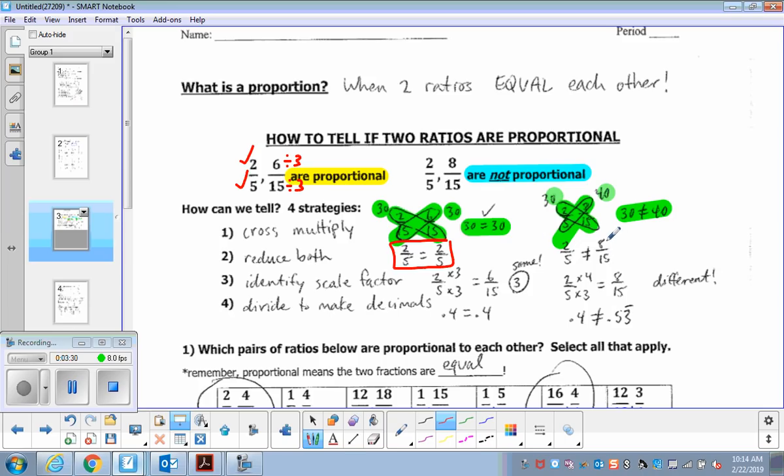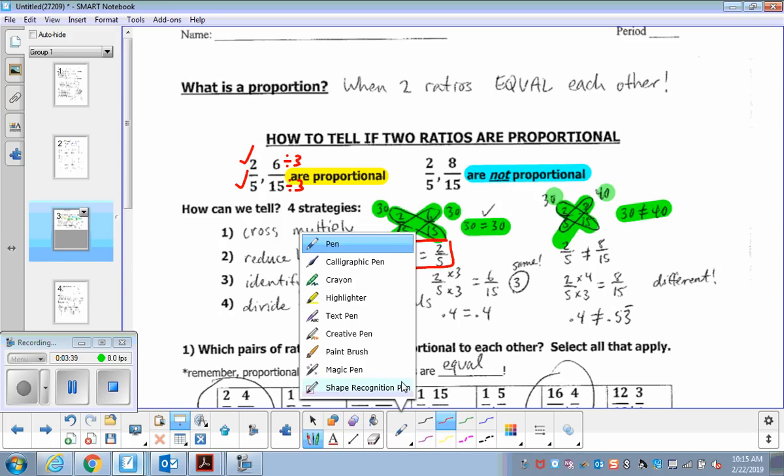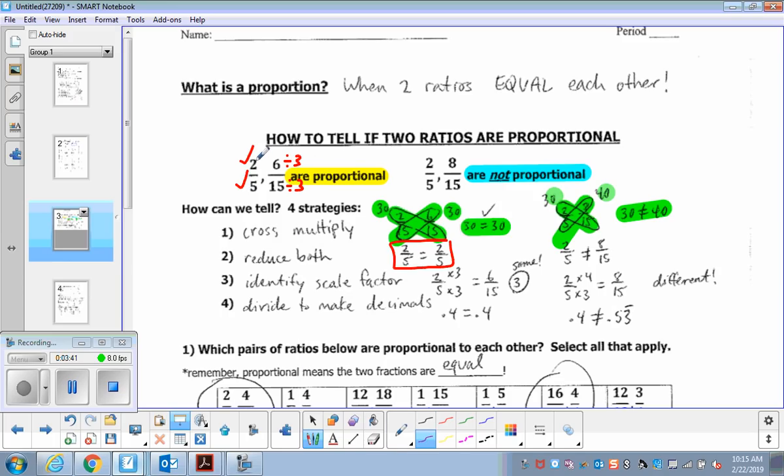So far we've taken care of two strategies for how you can tell whether or not fractions are the same. For the third strategy, you could identify the scale factor. Here's what I mean by that. For 2, you multiply by 3 to get this 6, and 5 times 3 is also 15. So because they have the same scale factor of 3, you know they're proportional.